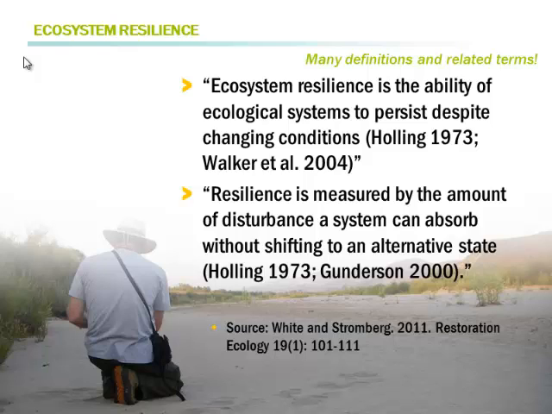For our purposes, and I think for restoration practitioners in general, these two definitions that I found work quite well. Pretty basic concept. Ecosystem resilience is the ability of ecological systems to persist despite changing conditions. And resilience is measured by the amount of disturbance a system can absorb without shifting to an alternative state.